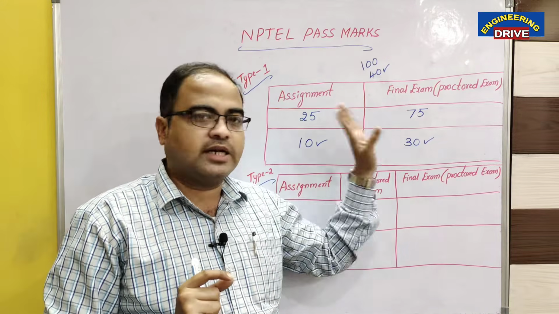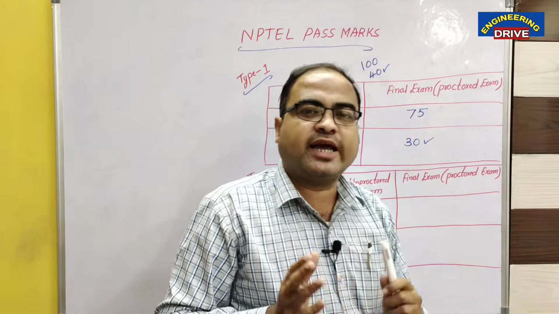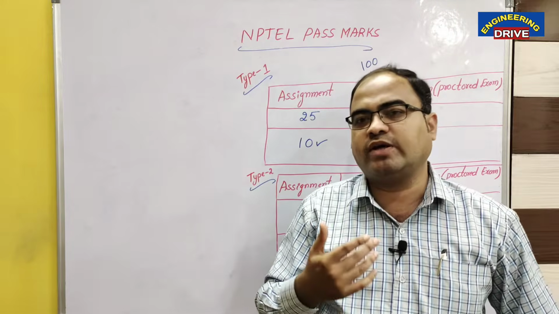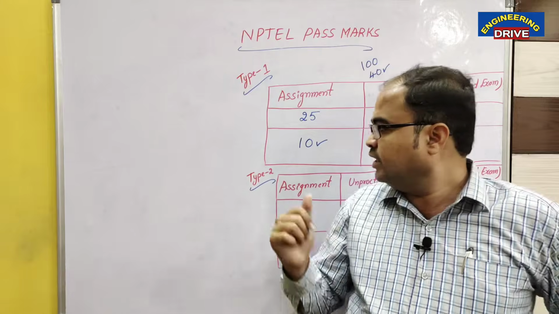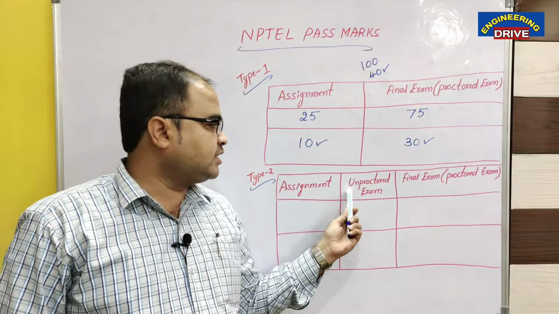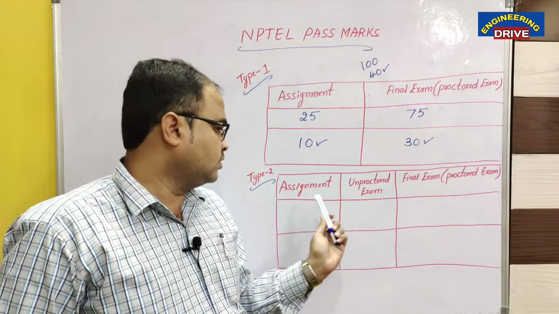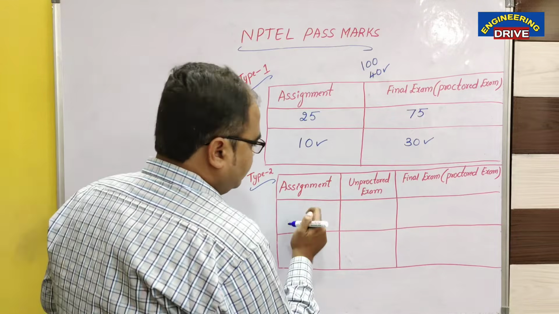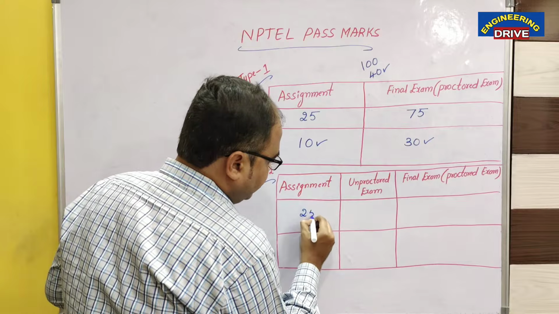Here 10, here 30. Now, coming to the type 2 users, meaning programming users who have taken programming courses. For them, there is one additional exam which has been introduced by NPTEL, which is known as the unproctored exam. Okay, the assignment will remain the same. So assignments are calculated for 25 marks.